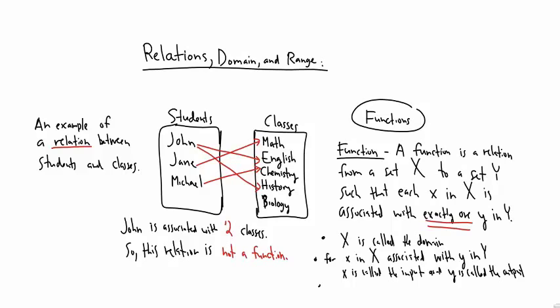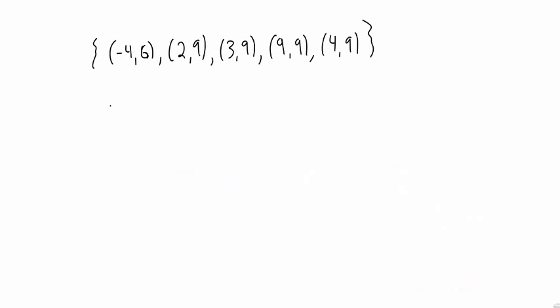One more. The range is the set of all outputs. Let's do another example. Does this relation represent a function? We can picture this as a mapping.